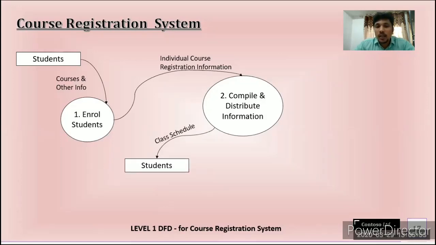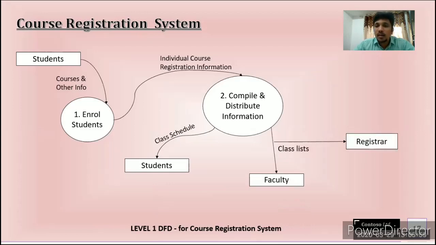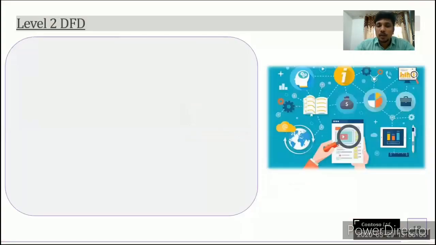After the combining and distribution of information, students will get their class schedule, and the registrar and faculty will provide class lists for their respective applications. After the level 1 DFD, we are breaking down, or decomposing, the enrollment of students in the course registration system into a level 2 DFD.